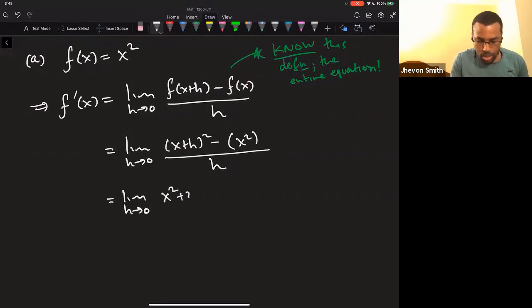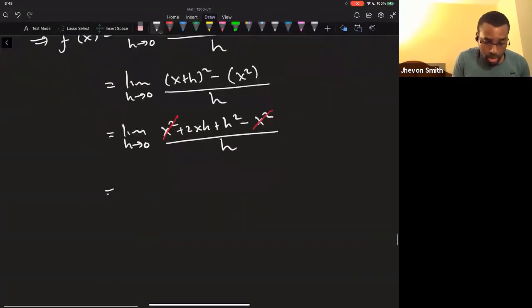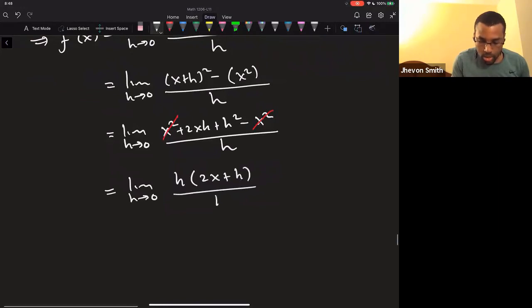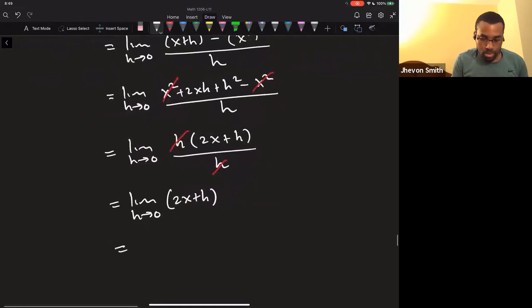This is x squared plus 2xh plus h squared minus x squared all over h. X squared kills the x squared. And h is a common term in what's left over. Factor out that h, I would get 2x plus h over h. Now I can cancel the h's. And so now I would end up with the limit as h approaches 0 of 2x plus h. And hey, I can plug in h equals 0 now. So 2x is the answer.